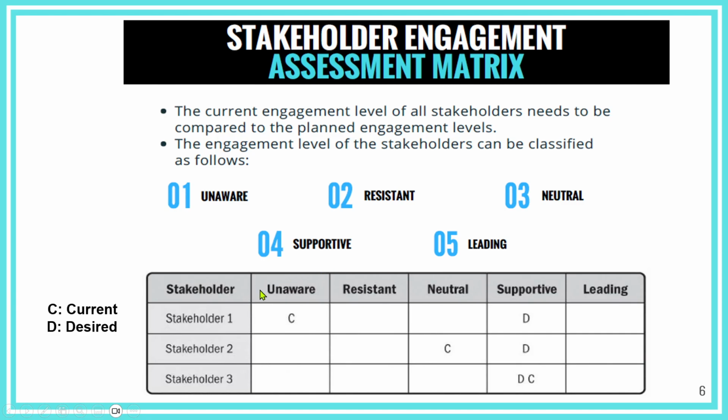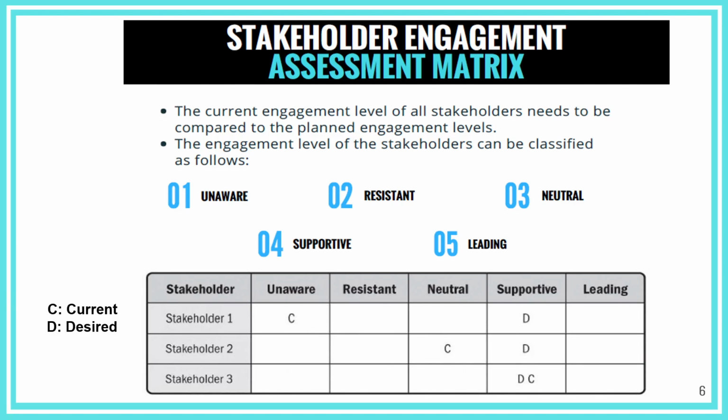The stakeholders can be unaware of the project, resistant, neutral, supportive, or leading. If a stakeholder is unaware, make sure they become aware. If you want them to be supportive, create a plan to make them supportive. If a stakeholder is resistant, make sure you understand why they're resistant, deal with their concerns, and bring them to support. And if a stakeholder is currently supportive and you'd like them to stay supportive, make sure you do the right things so you don't push them away.